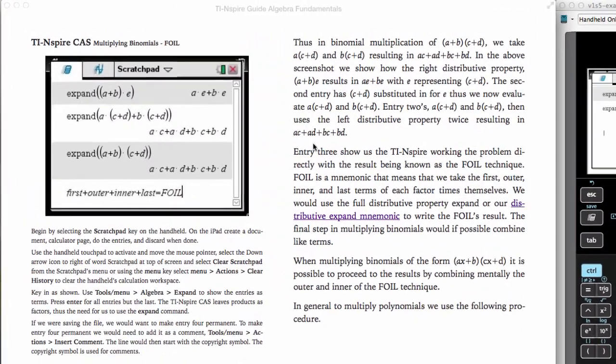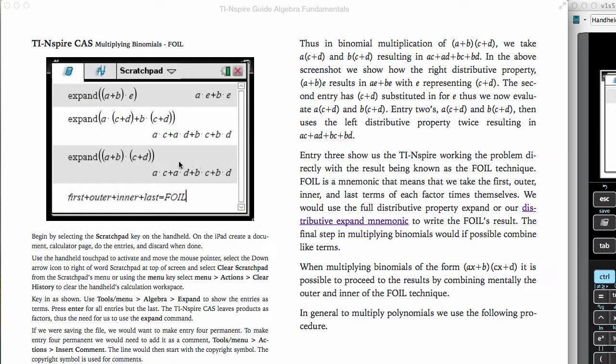Let's go back to our scratchpad screen in our book, and you see that the first one and the last one is what we typed in. Let's flip to the next page.